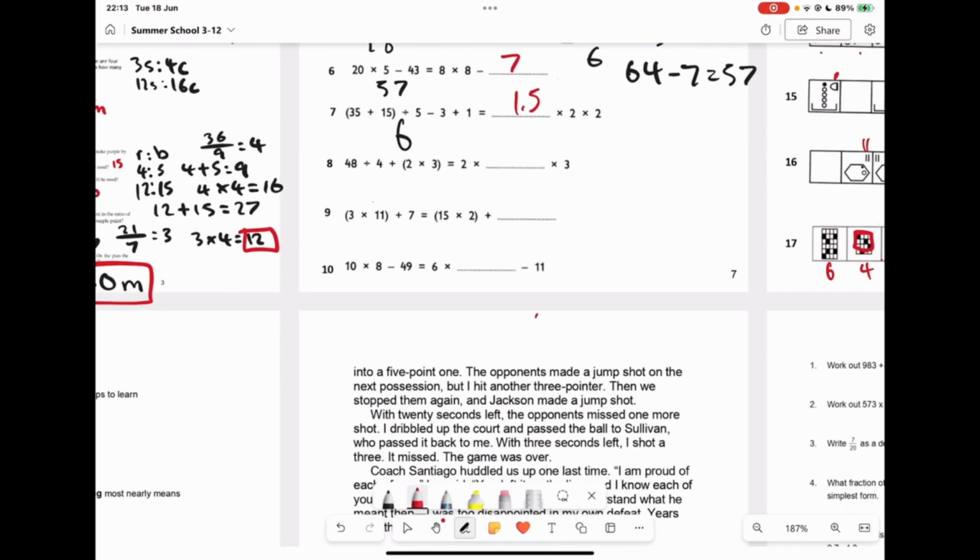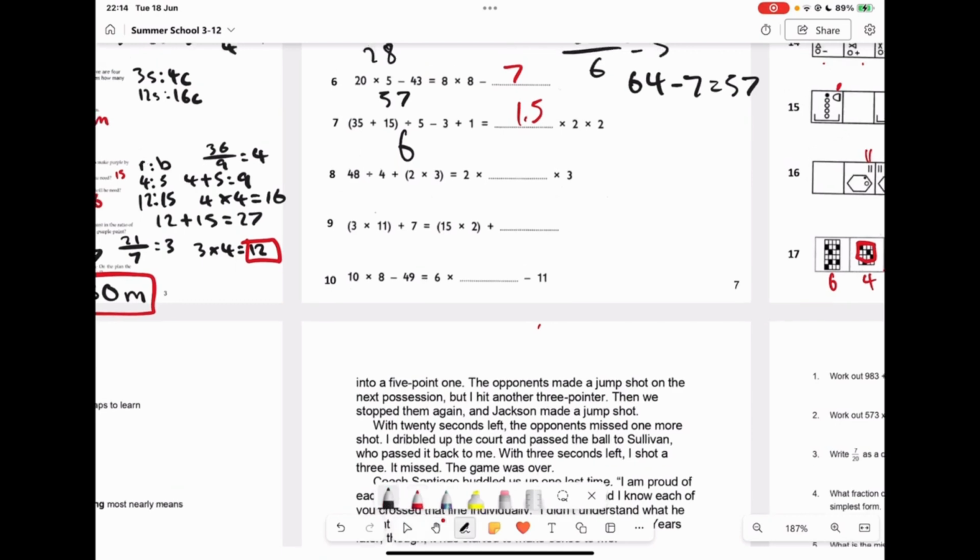For 8. 48 divided by 4 plus 2 times 3 is equal to 2 times something times 3. Well, first we find what 2 times 3 is, which is 6. And then we do division before addition. So 48 divided by 4 is 12. So 12 plus 6 is 18. So we take our 18, and we know that 2 times 3 is 6. 6 times 3 is 18. So the answer to 8 is 3.